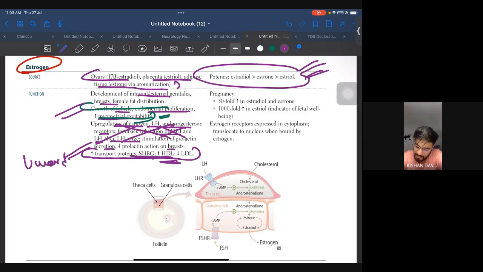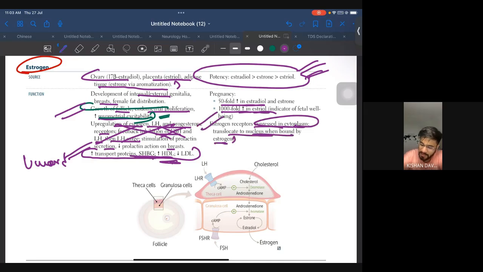So that's it. In pregnancy, there is a 50-fold increase in estradiol and estrogen, and a 1000-fold increase in estriol. Estrogen receptors are expressed in the cytoplasm and translocate to the nucleus when bound by estrogen. This is very important. This is the pathophysiological basis, or the cellular basis, you can say. So where are estrogen receptors? In the cytoplasm, but then they are translocated to the nucleus. This line is very important.